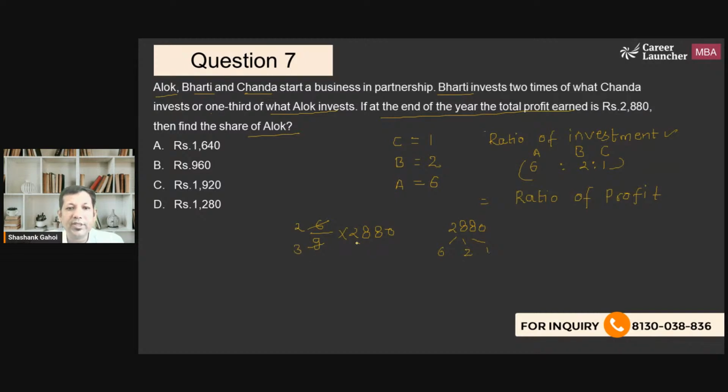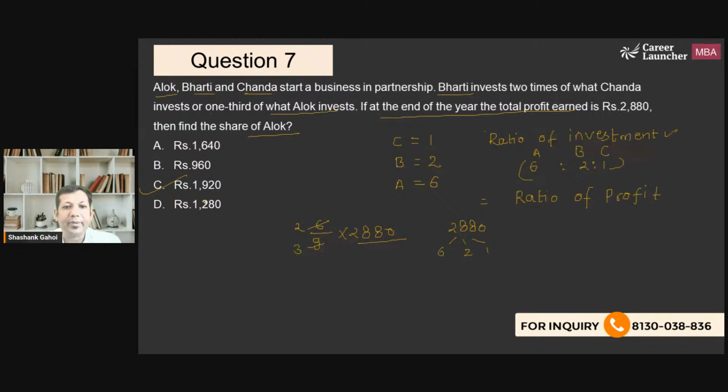So 2/3 of this value is going to be close to 1800, 1900 or something like this. So it is going to be option C. I don't need to calculate this value because there is no option that is close to 1900. Every option is very small, that is 1600, 1700. No, that can't be the answer, right? So the only possible option is going to be option C, that is 1920.